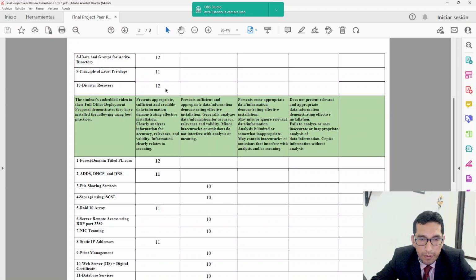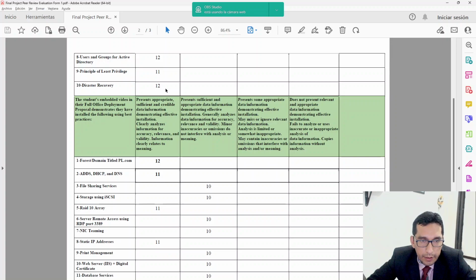The disaster recovery is very complete too. I spent a lot of time to review all the information, but it's very complete. The information in this point is very complete.